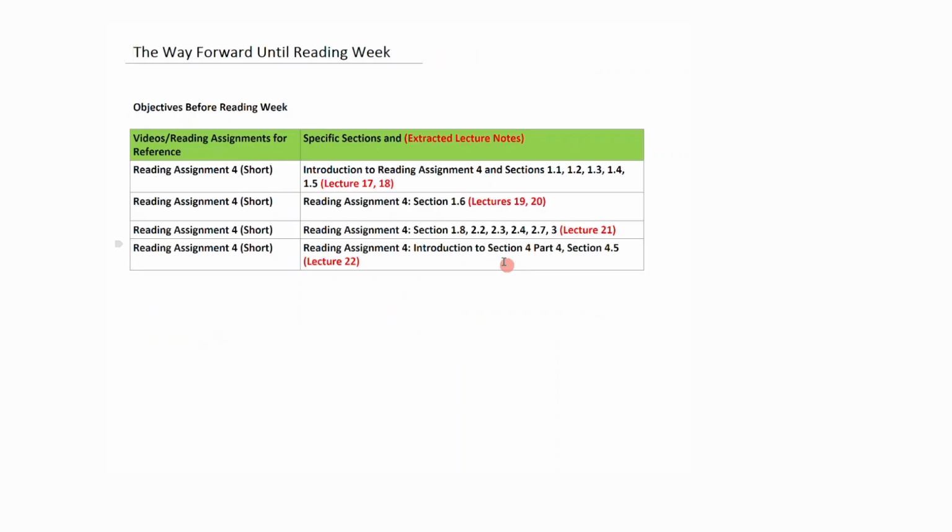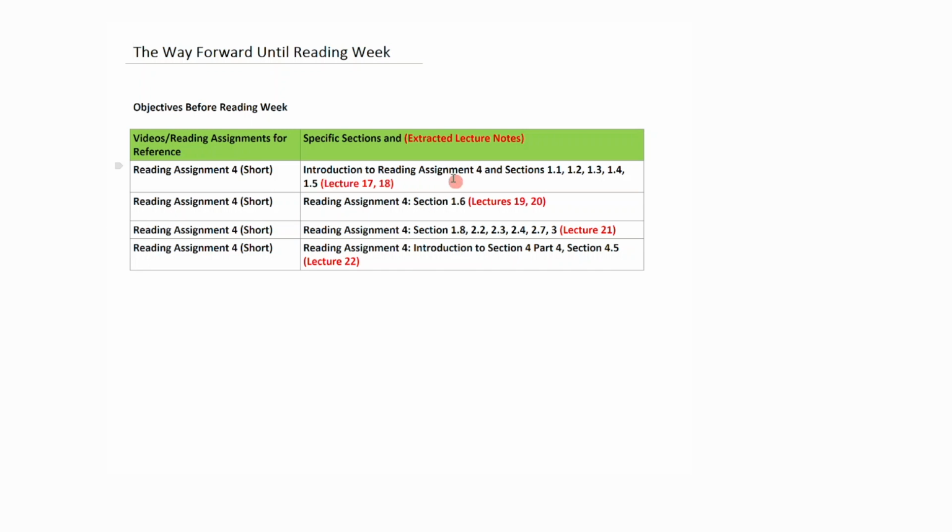All right, so let's look at where we're going between now and reading week. I put here on the left side any videos or reading assignments for reference. In this case, the videos are available. You can look at them. This is just going to be Reading Assignment 4, the shorter version that we're making reference to. And on this side, specifics of Reading Assignment 4, and of course the extracted lecture notes, which are the only things that you're actually responsible for.